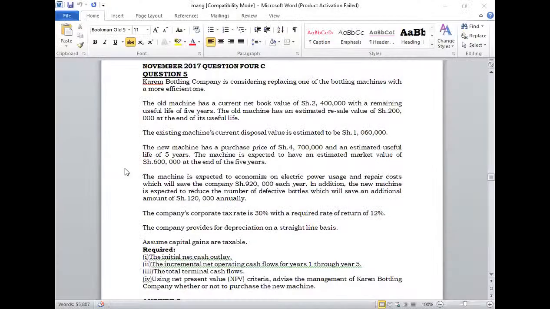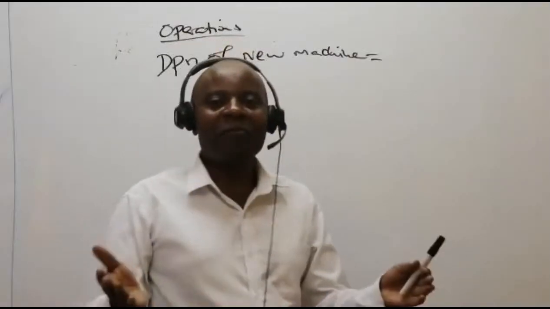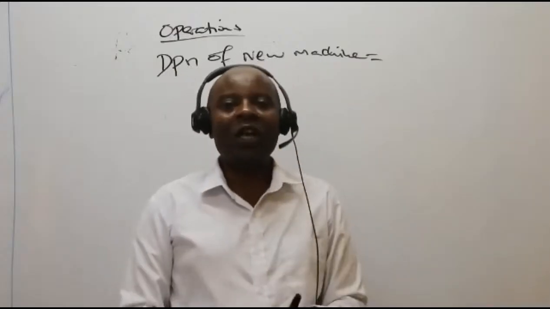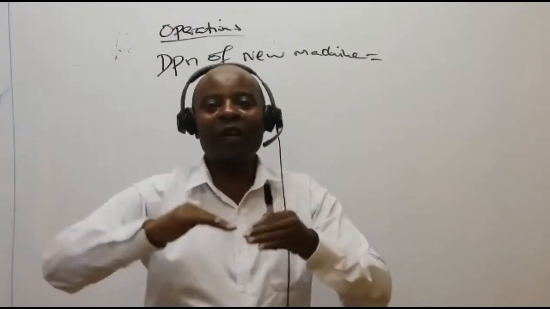So we are told here the new machine has a purchase price of 4,700 and an estimated useful life of 5 years. The machine is expected to have an estimated market value of 600,000 at the end of 5 years. Remember, unless we are told otherwise, depreciation is straight line. You take the initial cost of the machine minus the scrap, all over the number of years.